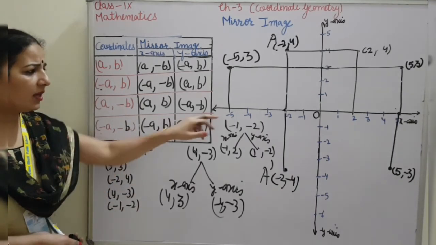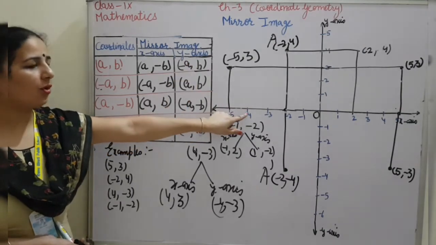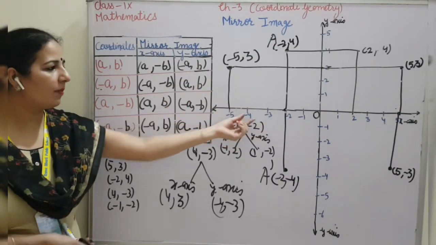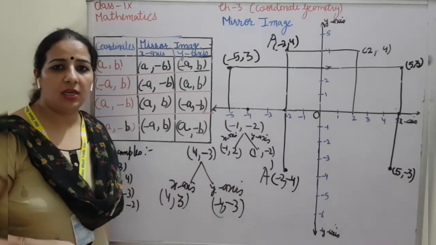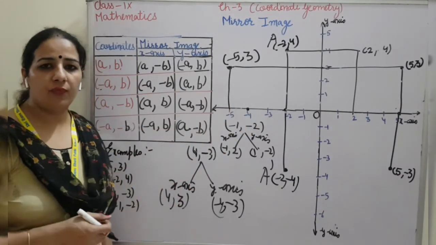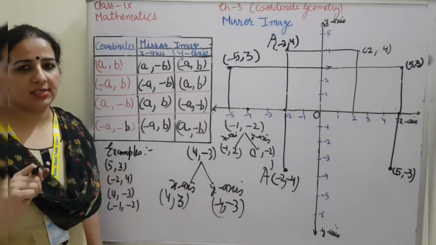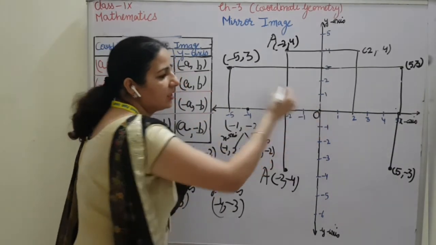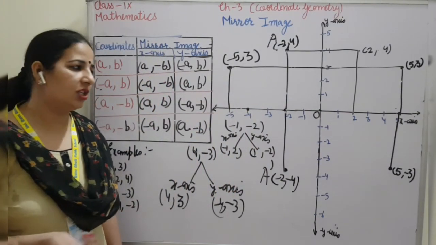And what about the mirror image of points which lie on the axis, like (-4, 0)? (-4, 0) means this point. Now, what will its mirror image be? It is itself the mirror. So no one is going to ask the mirror image of points on the axis. Origin: no one can ask this question, what is the mirror image of the origin? This one only.